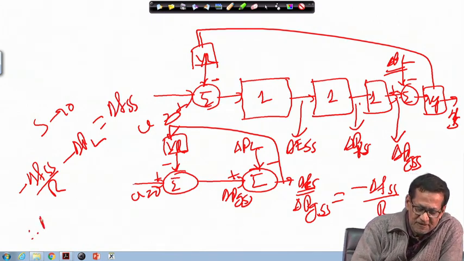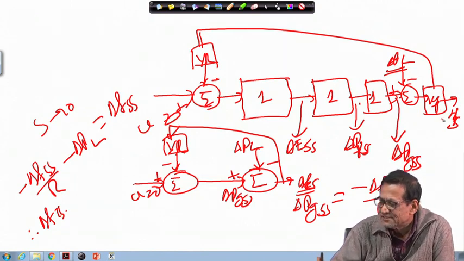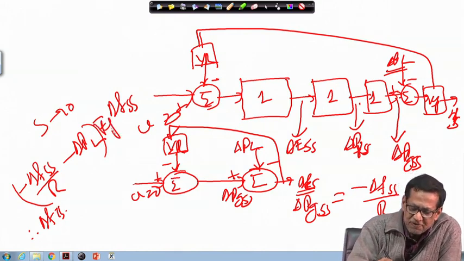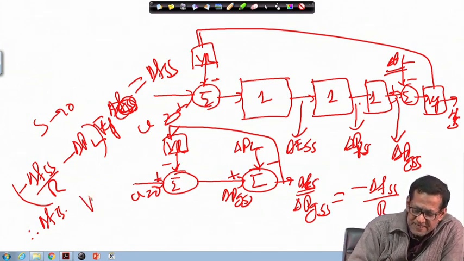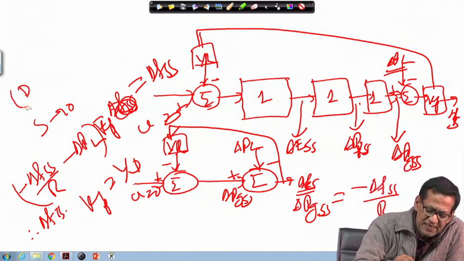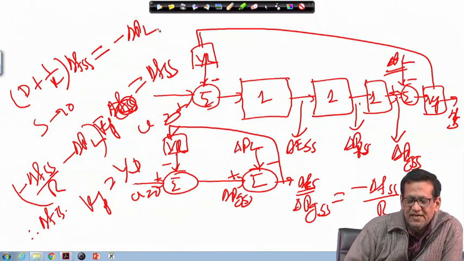That means your delta FSS and Kp were there. So, it is actually delta F SS into Kp, right, but Kp is equal to 1 upon D. So, substitute Kp is equal to 1 upon D and cross multiply, then it will become D plus 1 upon R, then delta FSS is equal to minus delta PL, right.